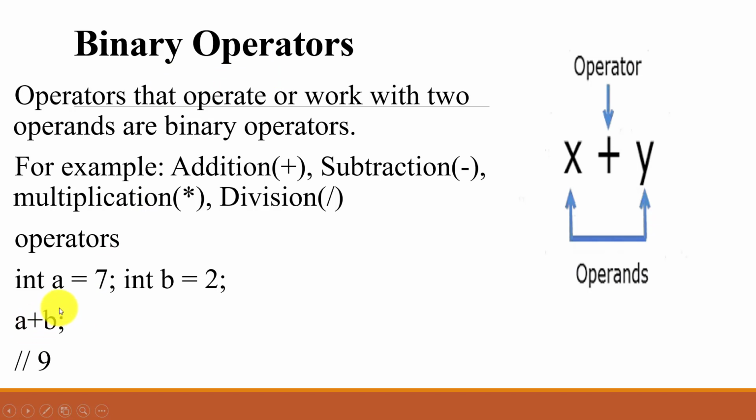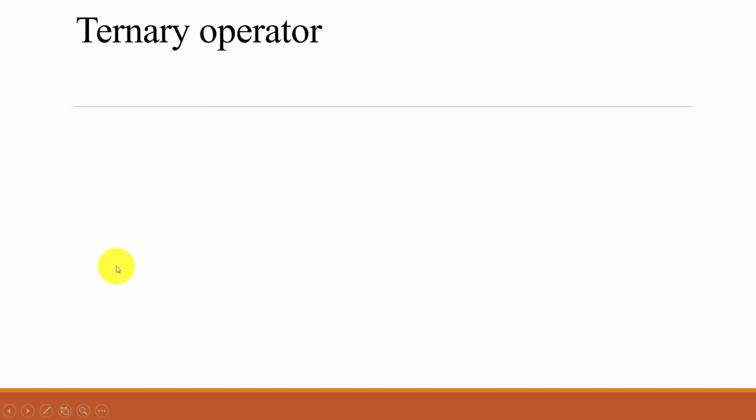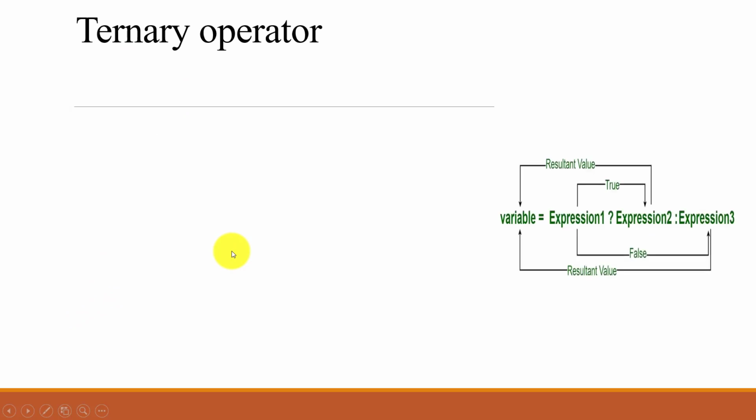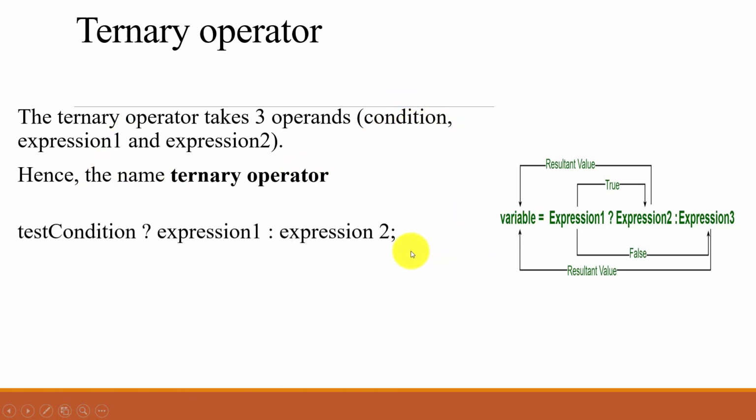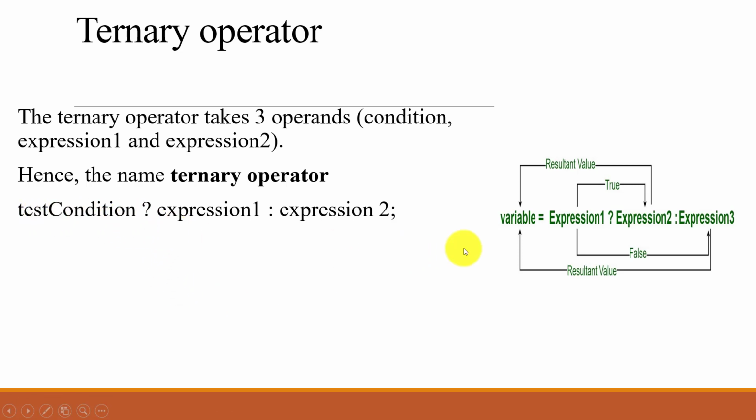Now similarly we have the ternary operator. Let's understand what a ternary operator is. A ternary operator takes three operands and acts on three operands, hence its name, ternary operator. The first is the condition, then expression 1 and expression 2. So first is the condition part, next are expression 1 and expression 2.